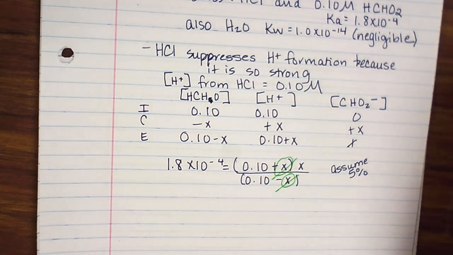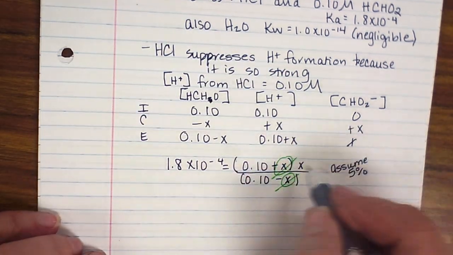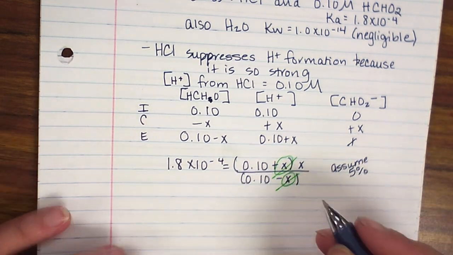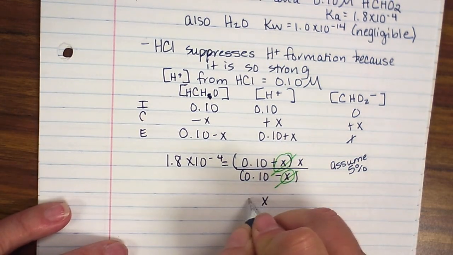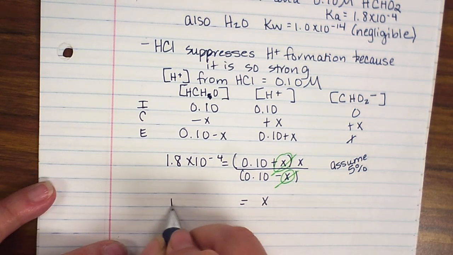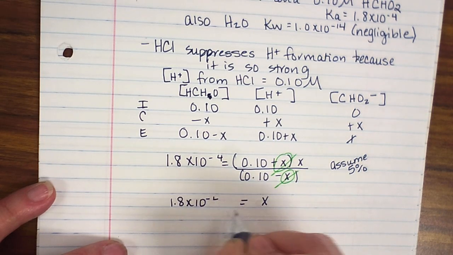All right? Okay. So now I'm going to solve for x. You solve for x, and it's pretty easy to solve because there's no x squared. So you end up with x equal to 1.8 times 10 to the minus 4 because the x's cancel.